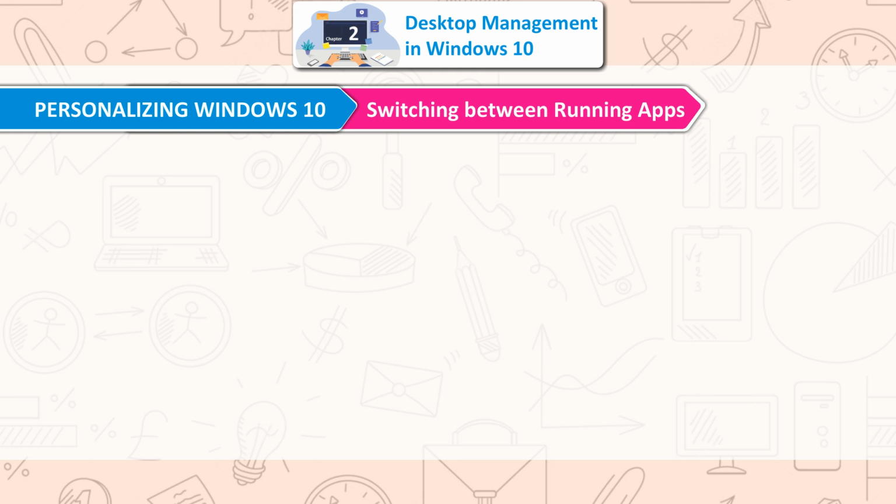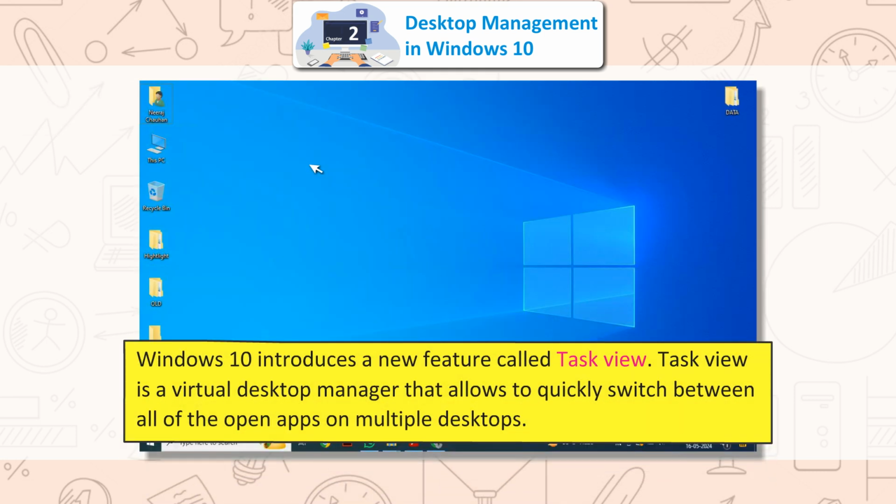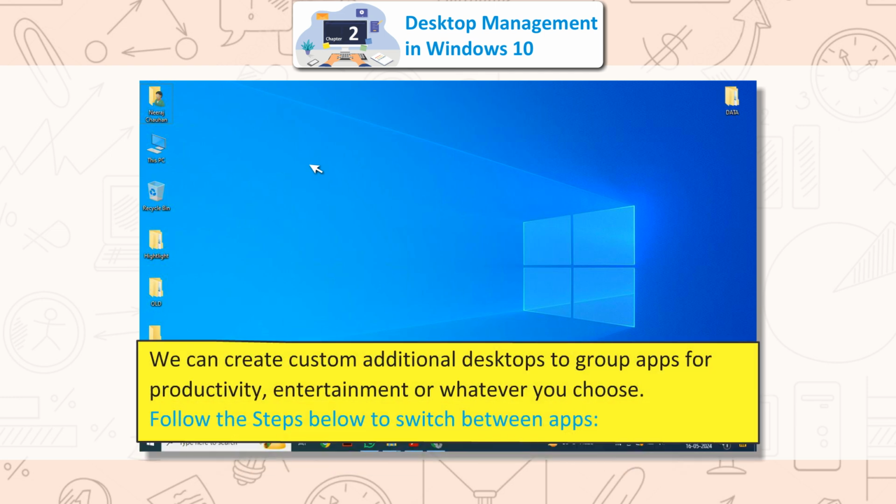Switching between running apps. Windows 10 introduces a new feature called Task View. Task View is a virtual desktop manager that allows us to quickly switch between all of the open apps on multiple desktops. We can create custom additional desktops to group apps for productivity, entertainment, or whatever you choose.